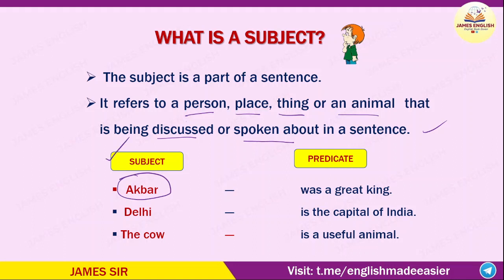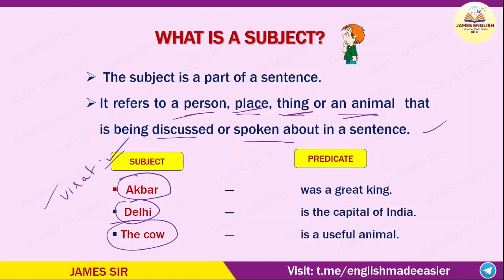When we say Delhi is the capital of India, here we are referring to what? Delhi, or we are speaking about Delhi. The cow is a useful animal. So here we are talking about the cow. That means when I say subject, it can be a person, place, thing or animal. Can I provide some more examples? Virat plays cricket. What is the subject here? Virat, because in this example we are talking about Virat. Rajnikant is a famous actor. We are talking about Rajnikant. She is my cousin. He is my brother.